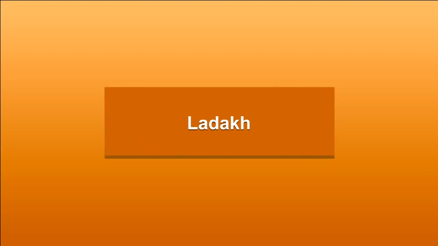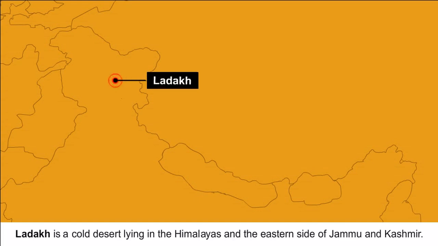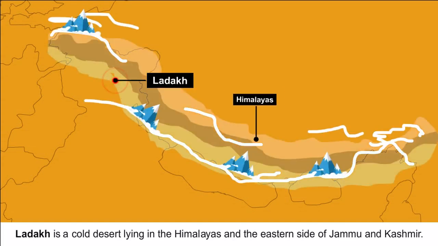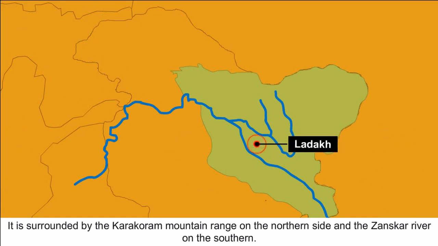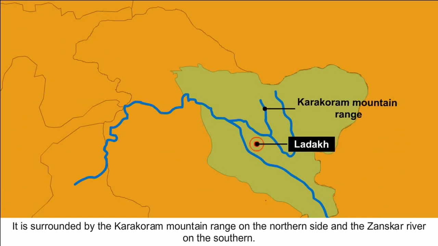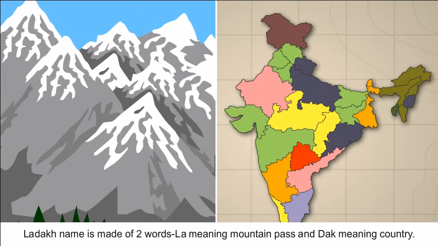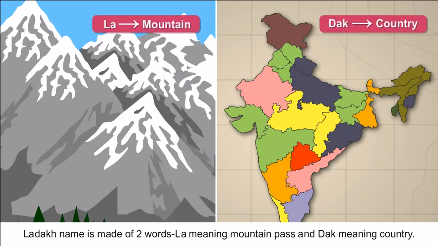Ladakh. Ladakh is a cold desert lying in the Himalayas and the eastern side of Jammu and Kashmir. It is surrounded by the Karakoram mountain range on the northern side and Zanskar river on the southern. Ladakh name is made up of two words, La meaning mountain pass and Dak meaning country.